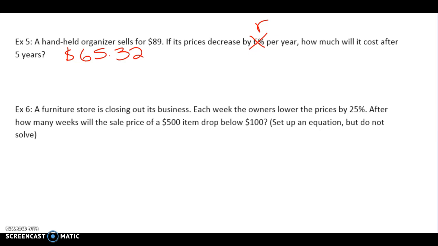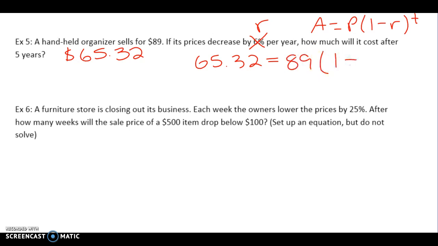Okay? So I'm going to show you how we would do this. In our formula, A equals P, 1 minus R to the T. What is A? The left side is your final amount, which has gone down, so it's a smaller number, right? So $65.32 is equal to, now the principal, the original amount, is how much? $89, times 1 minus R. I like to use R for rate. And how much time? 5 years.